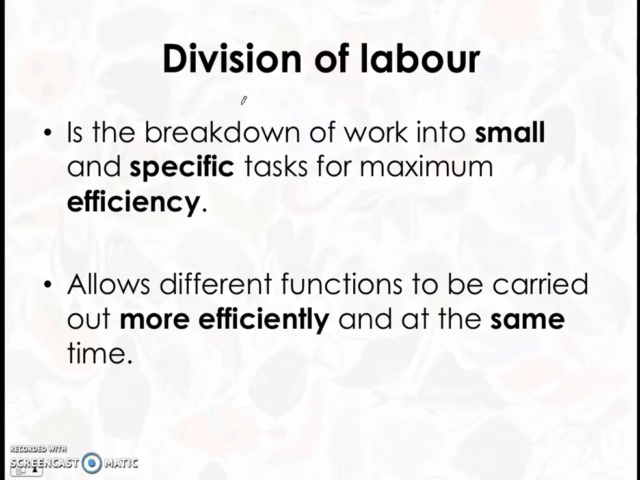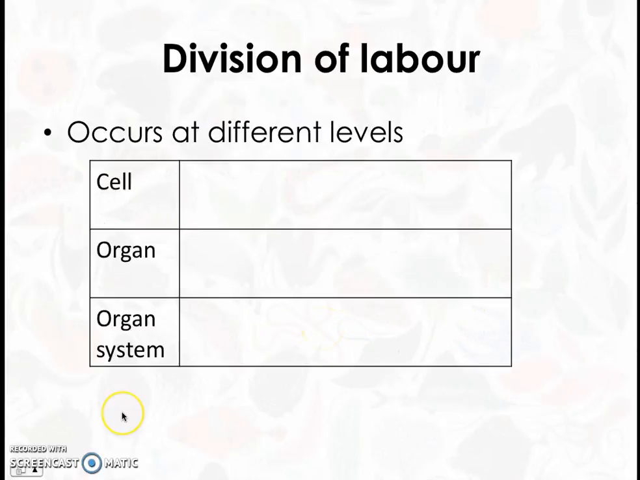So here's the important definition. What is the division of labor? Well, it is the breakdown of work into small and specific tasks for efficiency. It is taking that whole lot of things that need to be done and breaking it down into different jobs so that all the jobs can be done more efficiently at the same time. It allows all these different functions to be carried out at the same time and hence more efficiently.